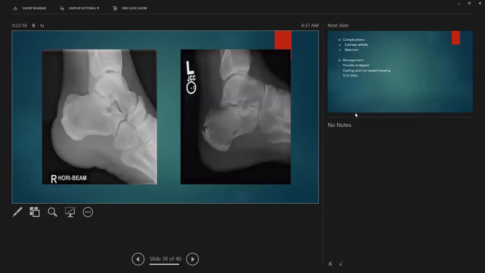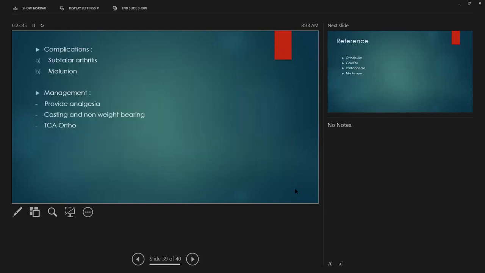This one is a comparison of your fracture. You can see from this picture, it's a normal X-ray. You can see this one, there's a fracture. So what happens if you miss a calcaneum fracture? Complications like subtalar arthritis will occur in the patient, and chronic pain and malunion of the fracture.